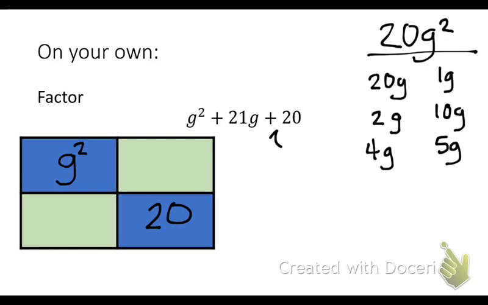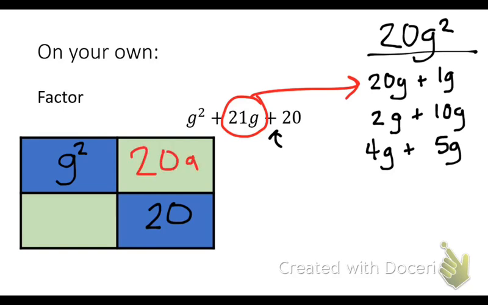So, because 20 is positive, we're going to add these together. So we would add them, add them, add them. So, which of these pairs adds to 21? Well, that, in this case, is going to be my first pair. So, I will write 20g and 1g. The order in which you put these into the boxes isn't going to hurt anything. You'll get the correct answer no matter what, as long as you're being careful.